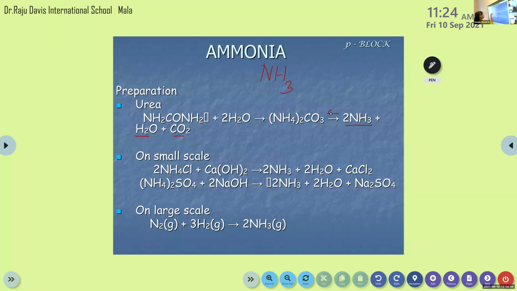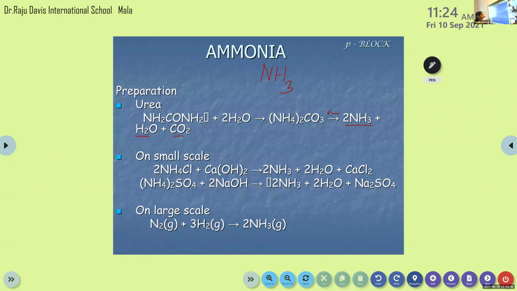So there is a chance for this ammonia and water molecule, then carbon dioxide again to form ammonium carbonate. Clear, children? First, urea will react with water molecule to form ammonium carbonate. Then this ammonium carbonate dissociates into ammonia, water molecule, carbon dioxide. The second reaction is a reversible reaction. So there will be chances for this ammonia, water molecule and carbon dioxide to combine together to form this ammonium carbonate. Clear? That's the first method of preparation from urea.